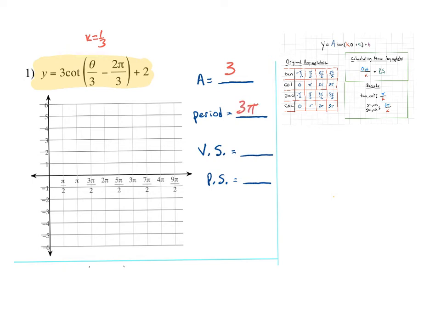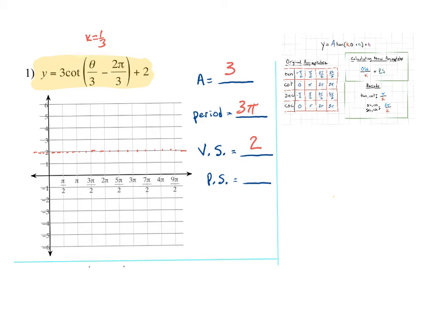The vertical shift is just the 2 here on the end, so that's just up 2. And that's important for us to know because that's where our little inflection points are going to be located for a cotangent function. So I'm just going to indicate that with a dashed in axis there.